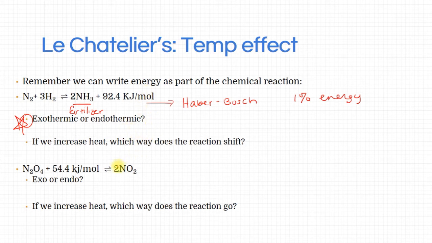All right, so the question is, if we increase the heat, it's written here as a product, so we're increasing a product. Now I have too much product, so what happens? Well, if I have too much product, then I have to make reactants. According to Le Chatelier's Principle, that would mean shift to the left.